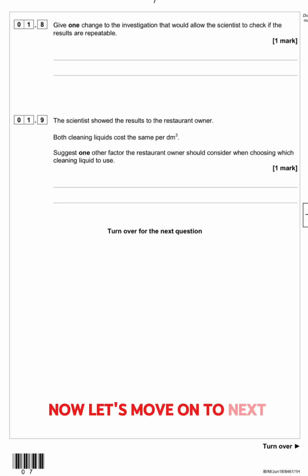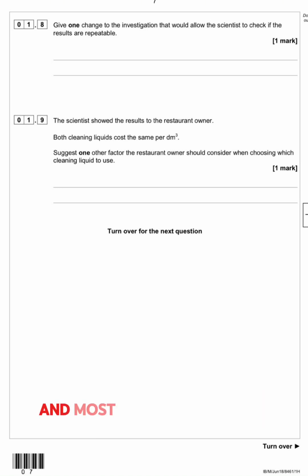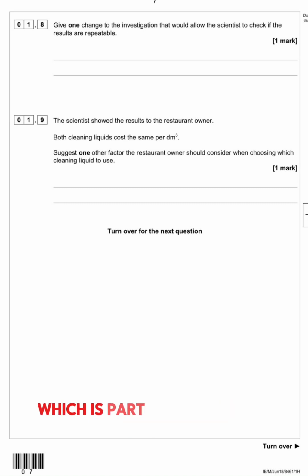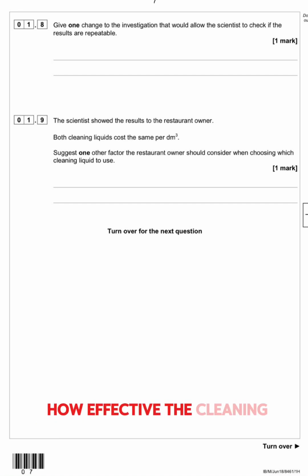Now let's move on to the next part, which is 1.8 of the same past paper question, which asks you to give 1 change to check if results are repeatable. The most suitable answer would be to repeat the investigation several times, or repeat the experiment and compare results. Now the last part of this question, part 1.9, requires you to suggest 1 other factor the restaurant owner should consider. Any one of these answers would score the mark: how effective the cleaning liquid is, safety for staff, damage to surfaces, environmental impact, time taken to clean.